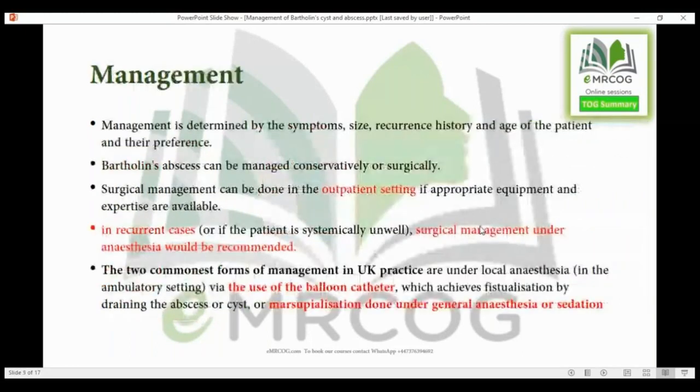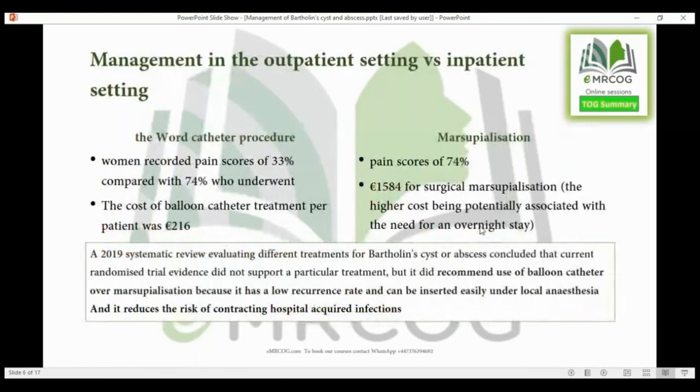Okay, how are we going to manage a Bartholin cyst or gland? We have mainly two routes, either conservatively or surgically. Surgical management can be outpatient or inpatient. How can we say we are going to do so or so? I'm going to tell you about it. The commonest forms of management in the UK are mainly via the use of a balloon catheter or marsupialization. But in the UK, mostly they prefer the Word catheter procedure because it's outpatient.